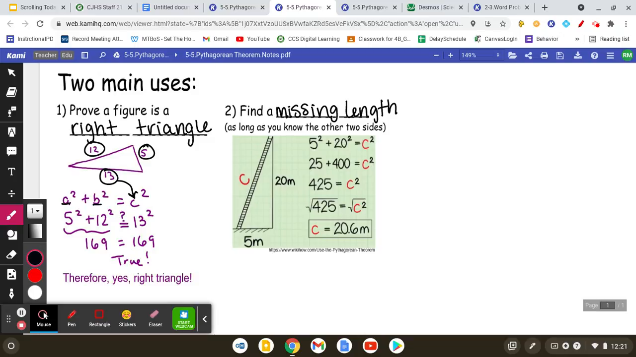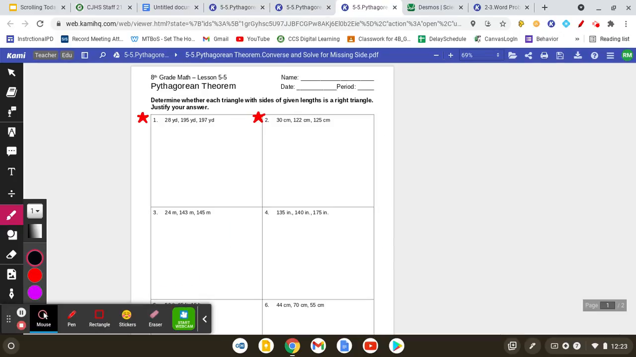Go ahead and grab out your assignment for today. Okay, you should have your assignment out. We're going to start on the front side. I'm going to complete number 1 with you, give you an opportunity to do number 2 on your own.